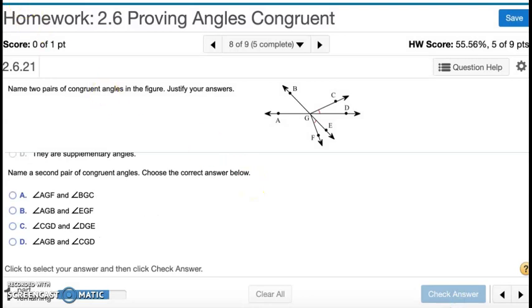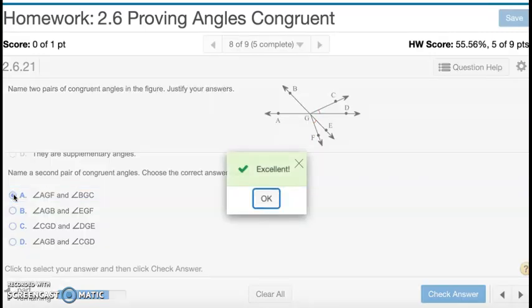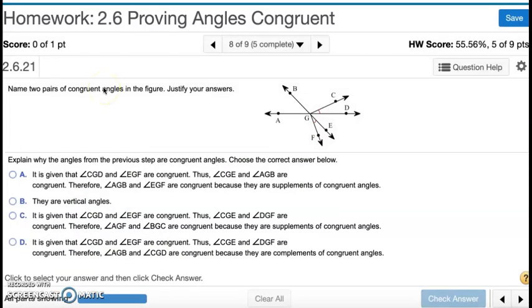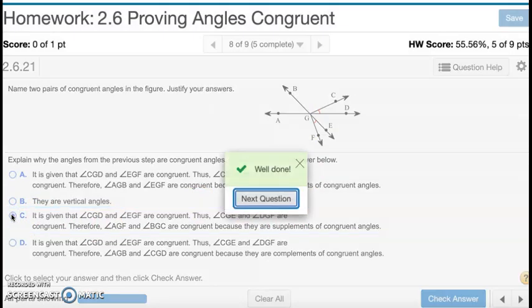So another pair of congruent angles are angle AGF and angle BGC. Explaining why: it is given that angle CGD and angle EGF are congruent. Those red arcs tell you that. Thus, the angles CGE and DGF are congruent. Therefore, the angles AGF and BGC are congruent because they are supplements of congruent angles. Good, and that's number 8.